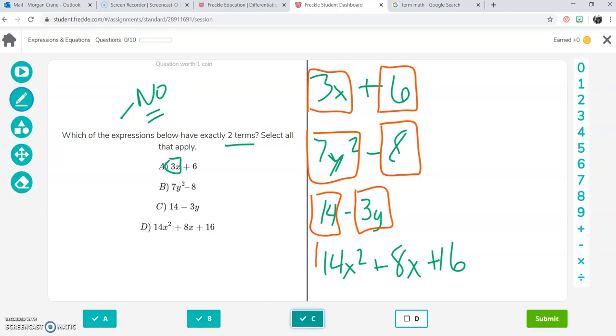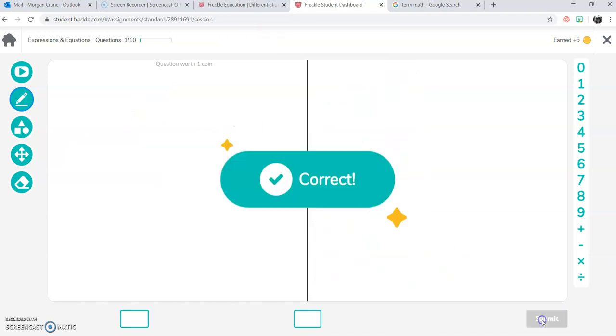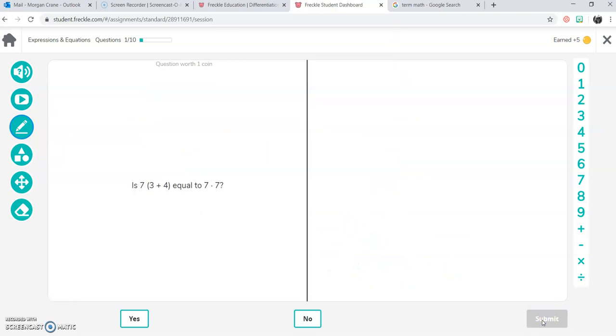The reason D doesn't work, we have one term, two terms, and 3 terms. We are looking for 2 terms, not 3. So D does not work, then submit your work. That one's correct. All right.